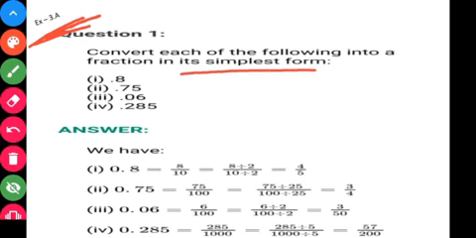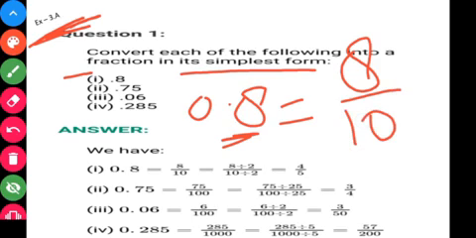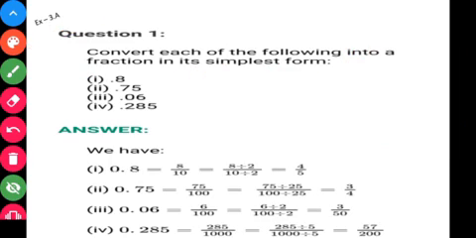Okay, so question number 1, 0.8 is given. To convert a decimal into a fraction, we divide by 10, 100, etc., as many places as the decimal has. So how many places are given? One place. So this can be written as 8 upon 10. Now simplify this: 2 fours are 8 and 2 fives are 10, so 4 upon 5.